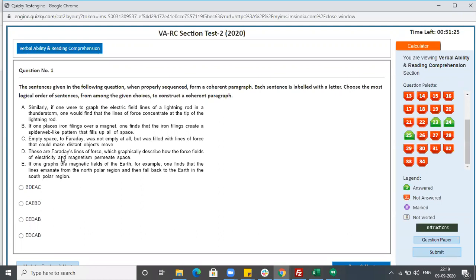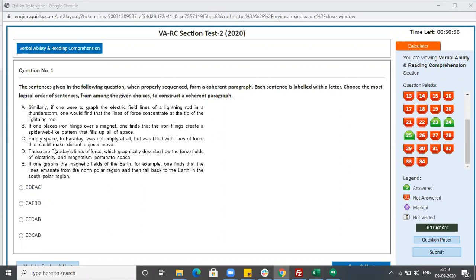Then D ke baad again we're talking about these fields. I would say I'm a little inclined towards keeping E here after D. So BDE. If one graphs the magnetic fields, BDE. BD to pakka hai. So let me see BD kahan pe hai. Okay. Option number C and D are gone. Option number 1 and option number 2 are left. BD EAC, CAEBD. BD form a very good pair. I'm gonna have to stick to it.